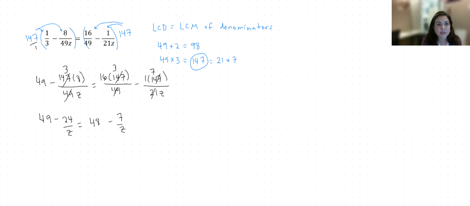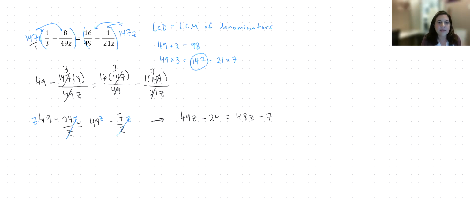Something I should have done also, besides multiplying by that 147, I should have also multiplied by z to cancel out that z from the denominator. But I can do that now. I can multiply everything times z, because that's what's remaining in my denominator. And again, as long as we're multiplying it evenly to every term, it cancels out that variable from the denominator. And so now I'm left with, let me write it over here, z times 49. So 49z minus 24 equals 48z minus 7.